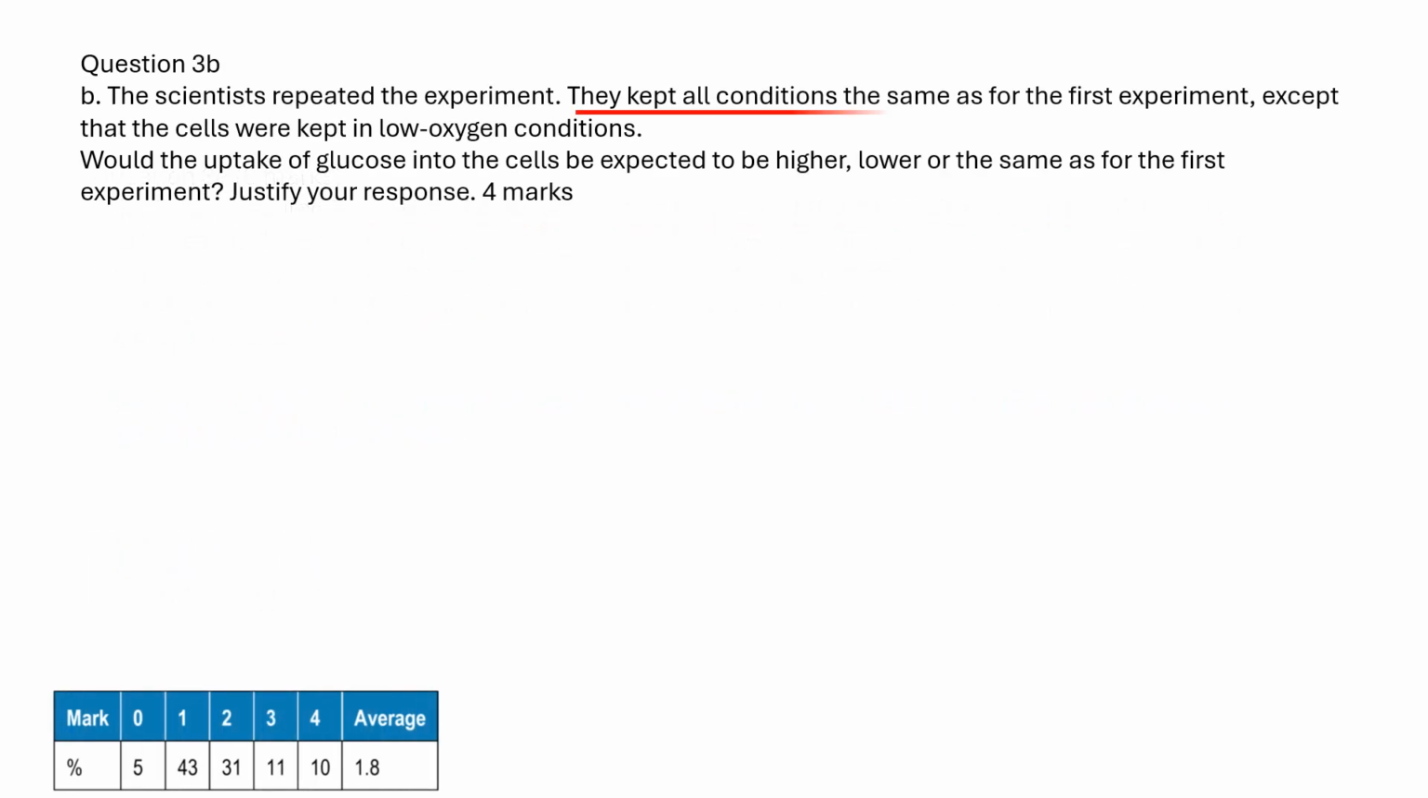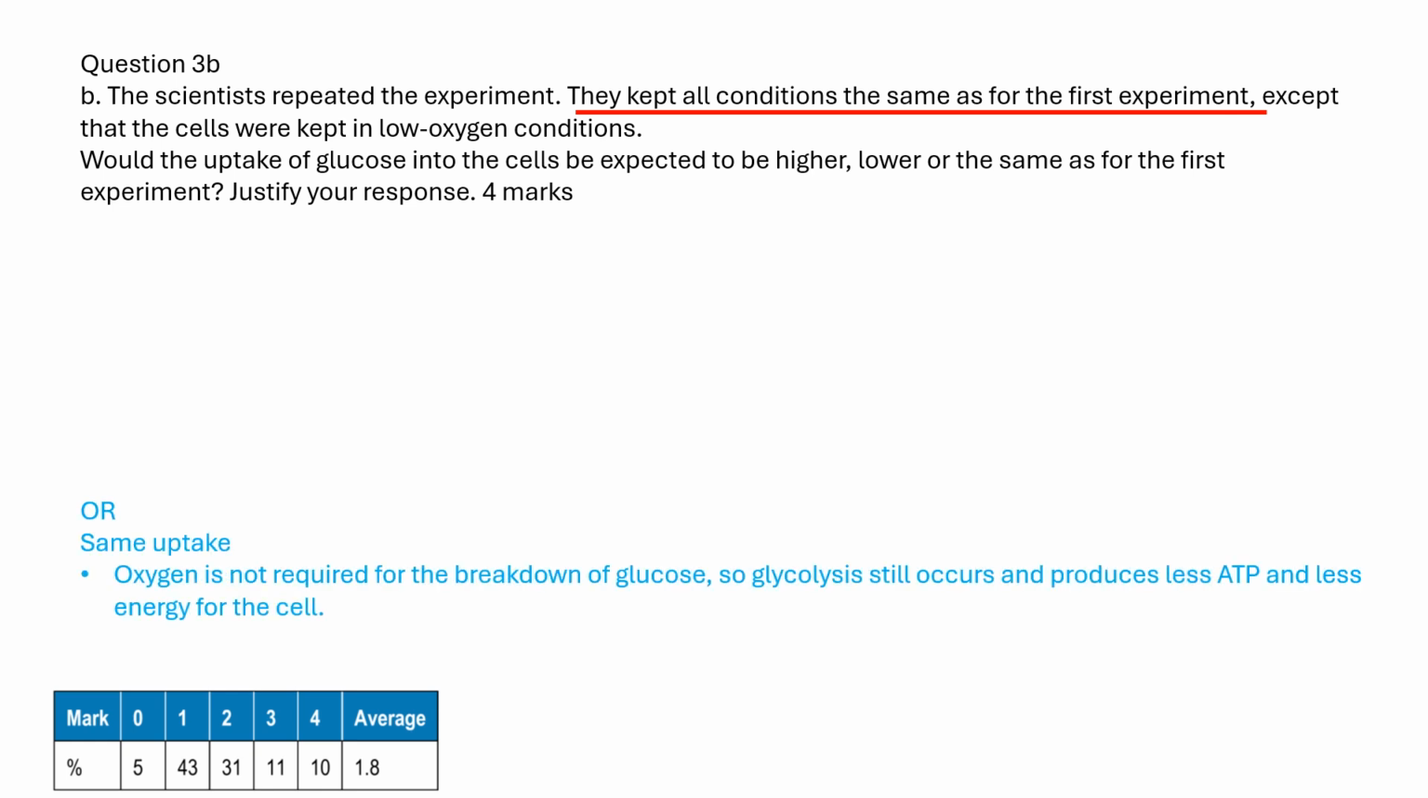If all conditions are kept the same as in the first experiment, the results should be the same. The reasons are the following. Oxygen is not required for the breakdown of glucose, so glycolysis still occurs and produces less ATP and less energy for the cell. Also, the result could be higher or lower because different concentrations of oxygen could be used.